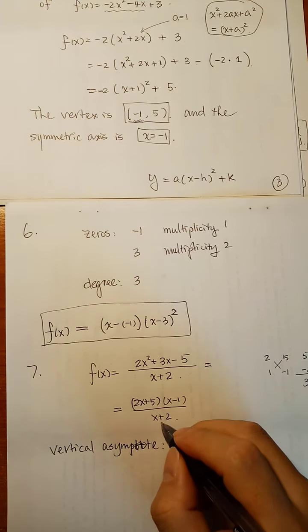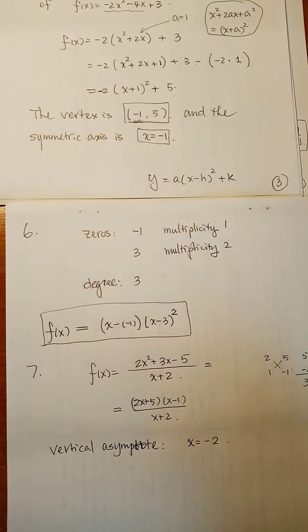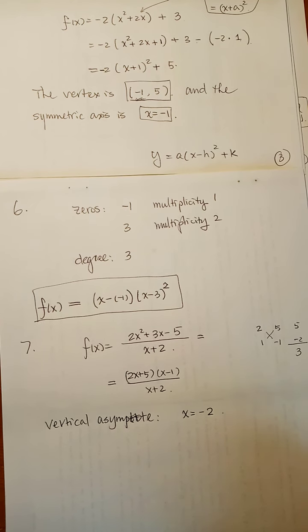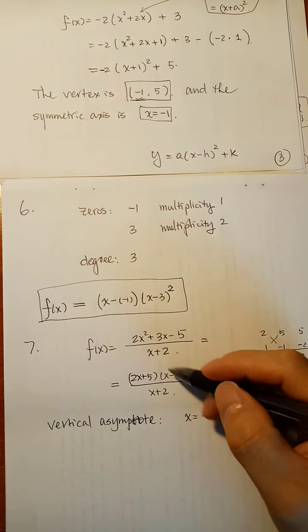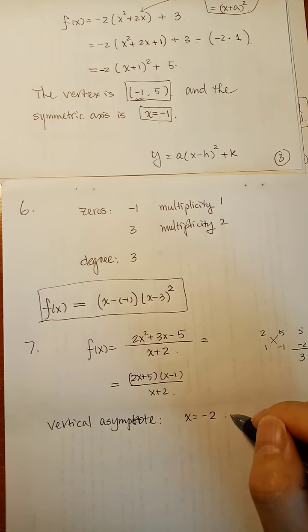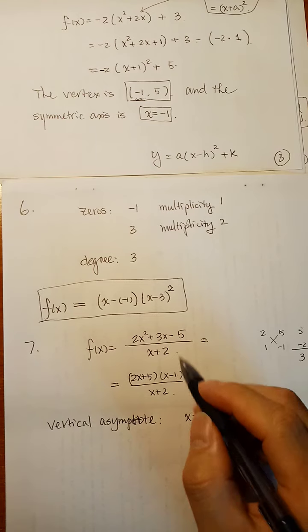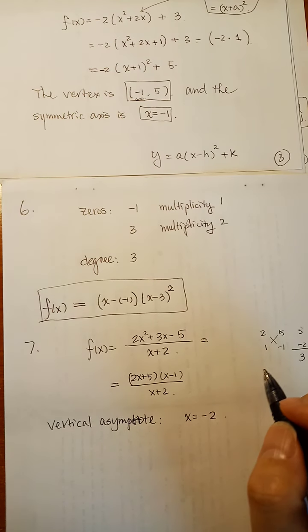The vertical asymptote is where the denominator is equal to 0. If some term can be cancelled, then that corresponding term does not give you the vertical asymptote. Now let's try to find the horizontal or slant asymptote, the oblique asymptote.